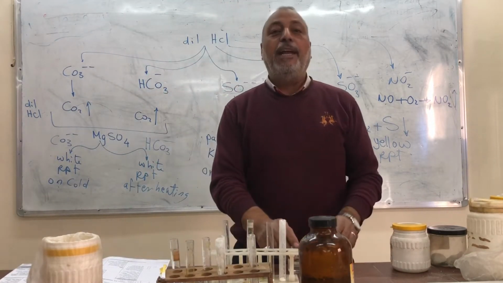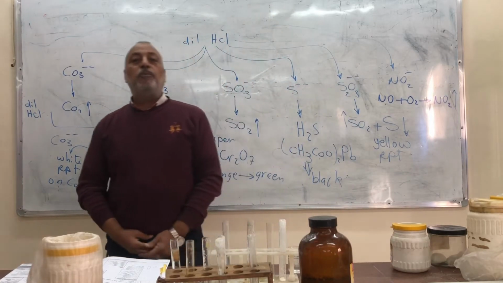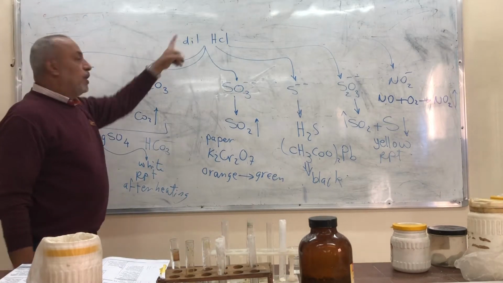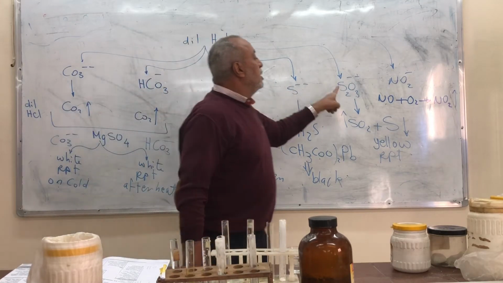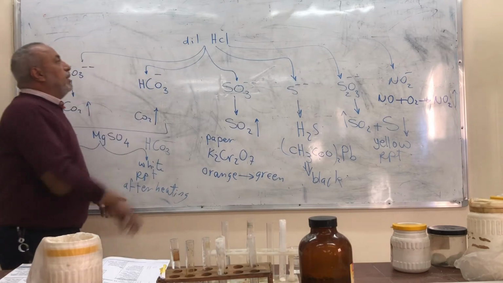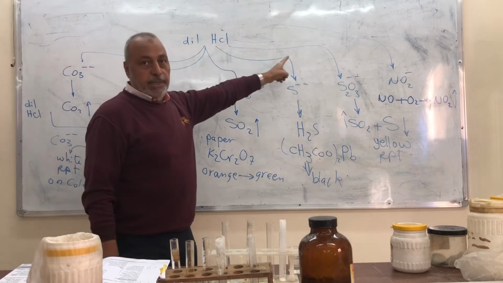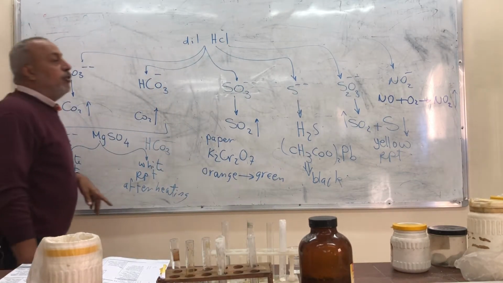Today we will do the practical experiments for the first group, dilute HCl. The dilute HCl group contains carbonate, bicarbonate, sulfite, thiosulfate, and nitrite. The main experiment for this group is dilute HCl, and we will record the observation for each experiment.